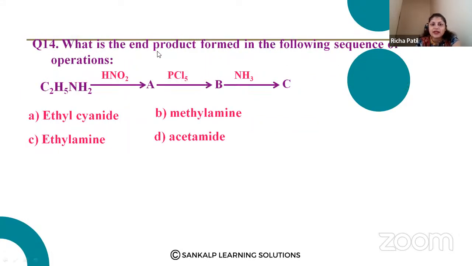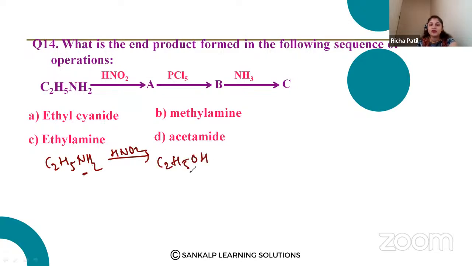Next, what is the end product formed in the following sequence of operations? So yes, we'll solve this now. C2H5NH2, you treat with HNO2. After using nitrous acid, what do you get? You will yield alcohol, right? We have seen this chemical reaction: nitrous acid yields alcohol.